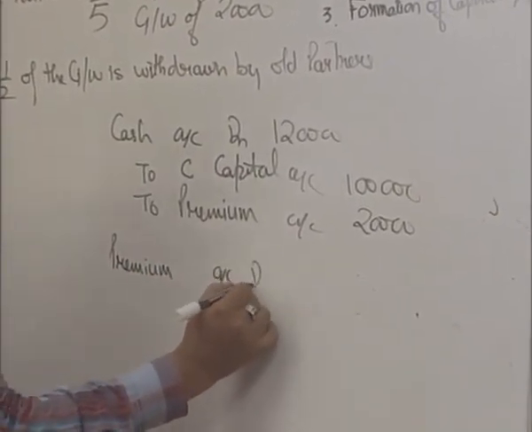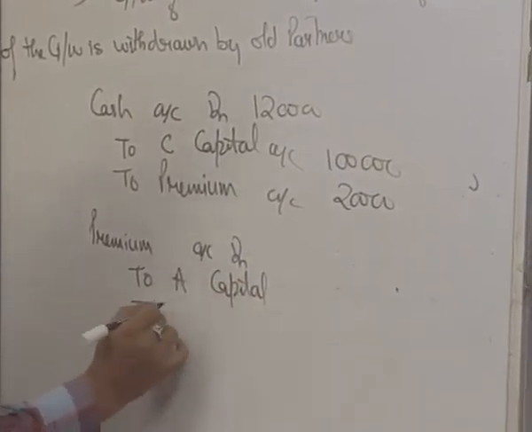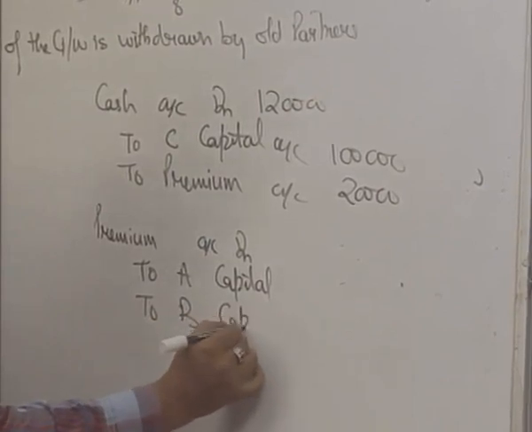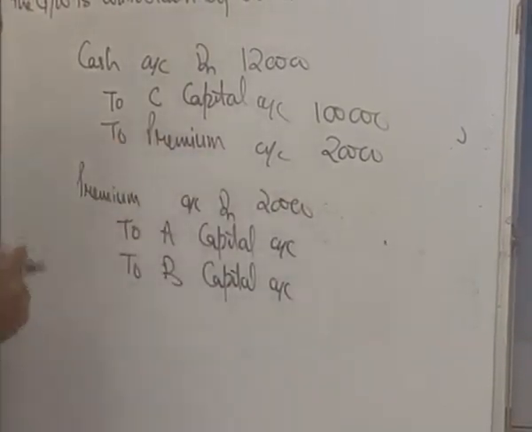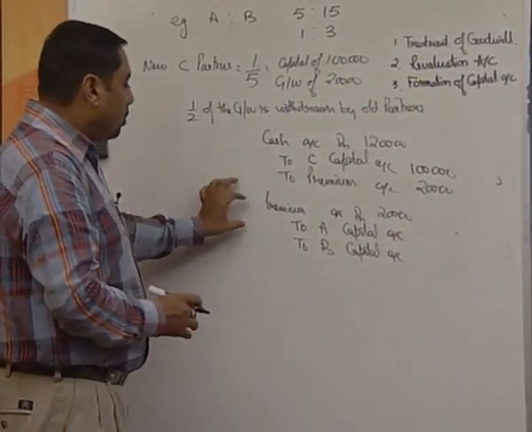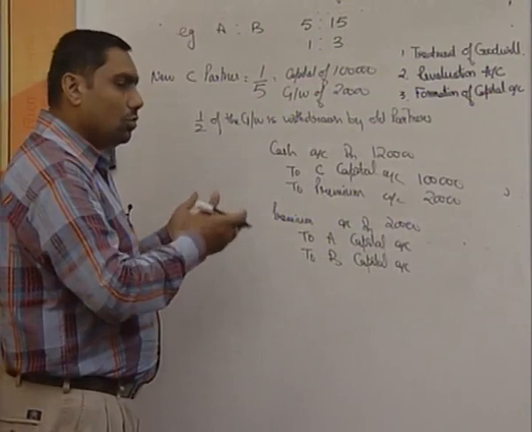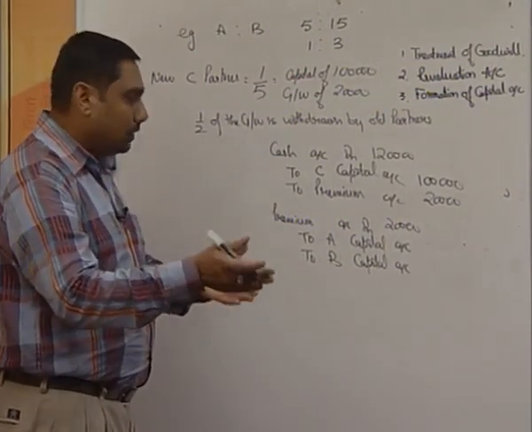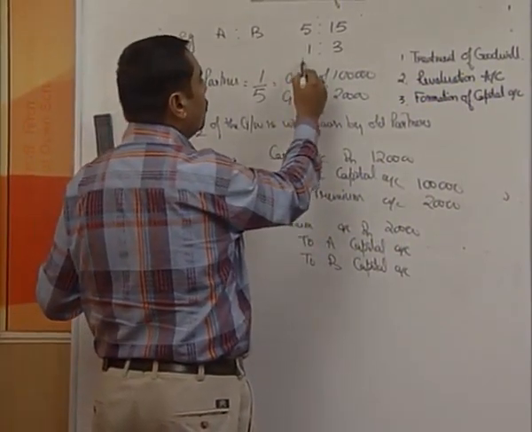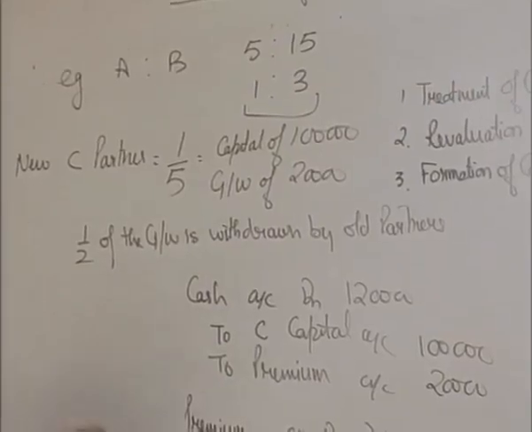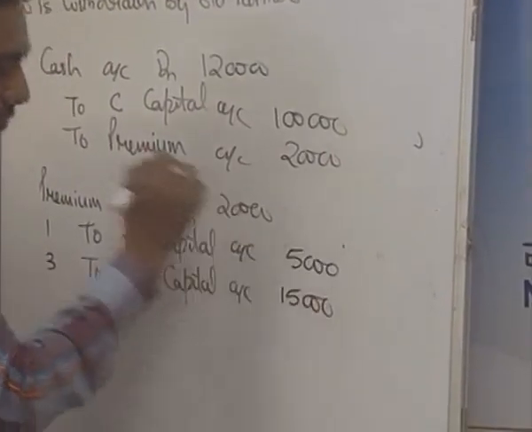It is premium account debit to A's capital and to B's capital. Now, again and again I am making you remember, always distribute the amount of premium in the sacrificing ratio. Calculate the sacrificing ratio. You know the formula very well: old ratio minus new ratio. So this 20,000 is going to be distributed, as nothing is mentioned in the question, so the old ratio itself is going to be the sacrificing ratio, which is 1:3. So 5,000 rupees will be given to A and 15,000 rupees will be given to B.